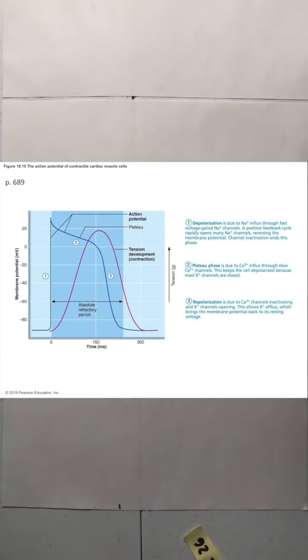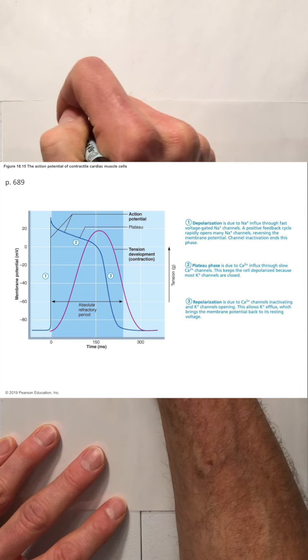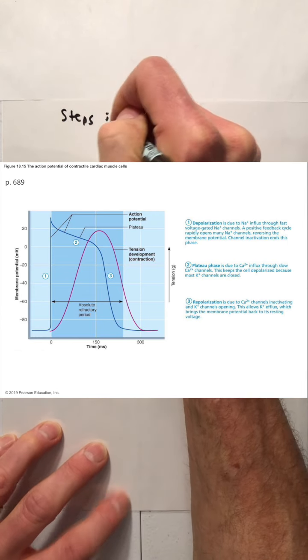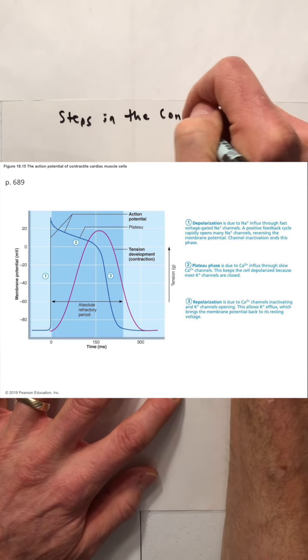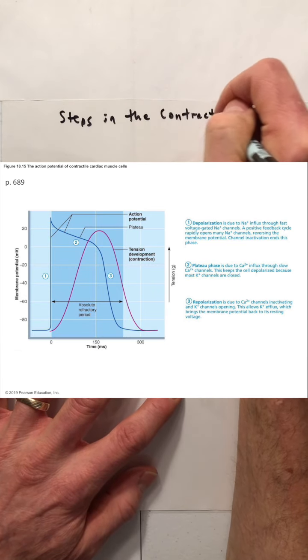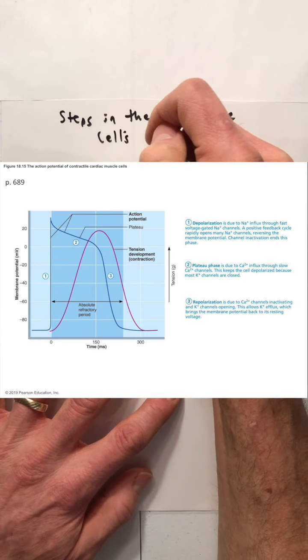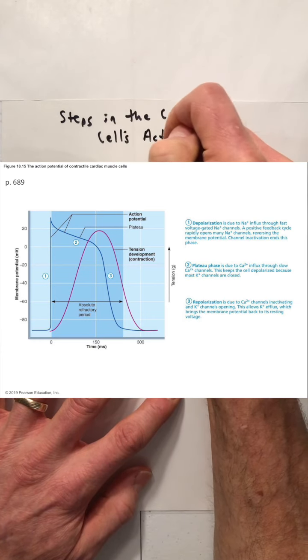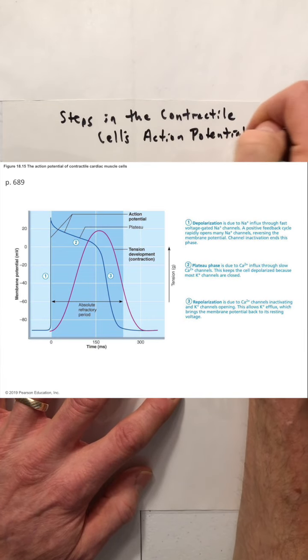So let's start out with a cell that's at resting membrane potential, nothing going on, and we'll call this steps in the contractile cell's action potential. AP is my shorthand, as you know, for action potential.